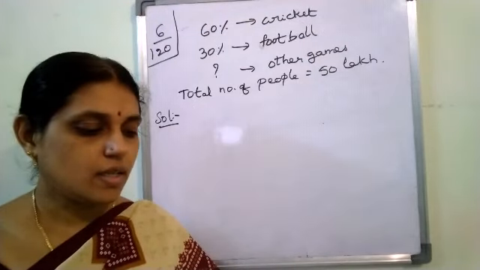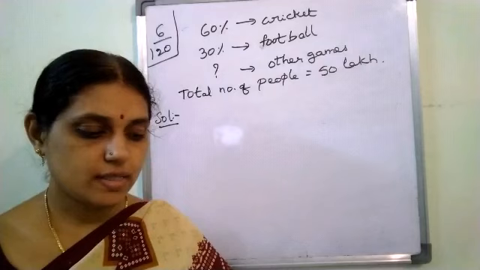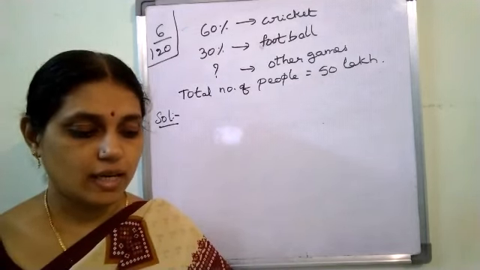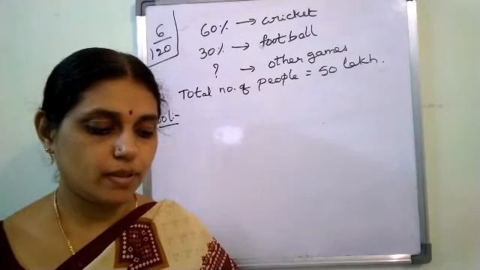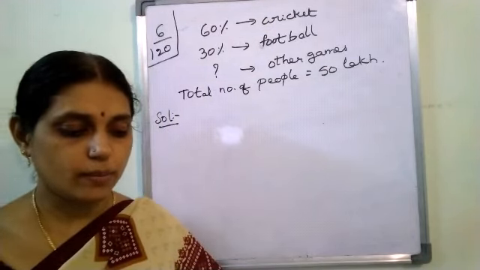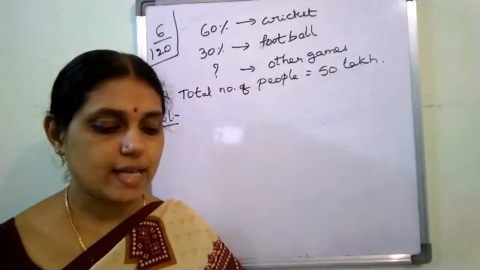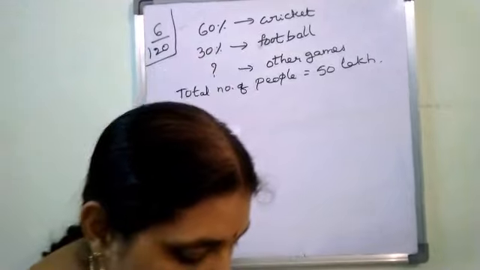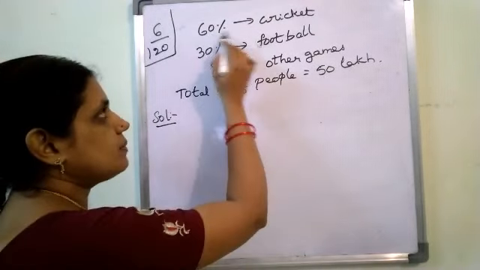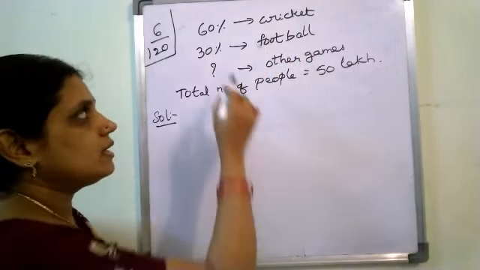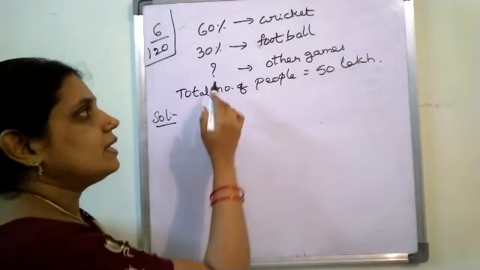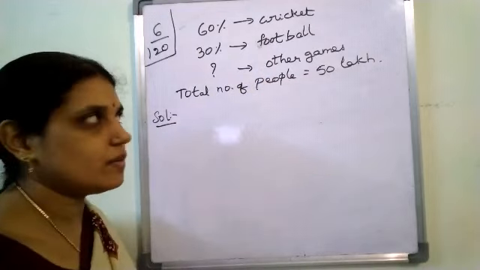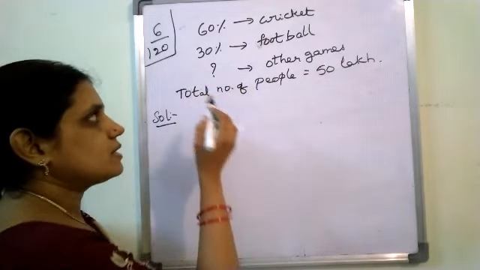Next sum, sixth one. If 60% of people in a city like cricket, 30% like football, and the remaining like other games, then what percent of the people like other games? If the total number of people is 50 lakh, find the exact number who like each type of game. That is the question. So here I wrote it. 60% of the people like cricket, 30% of the people like football. The remaining percentage of people, they like other games. Okay, whatever it may be. So here what is that percentage? You have to find out.